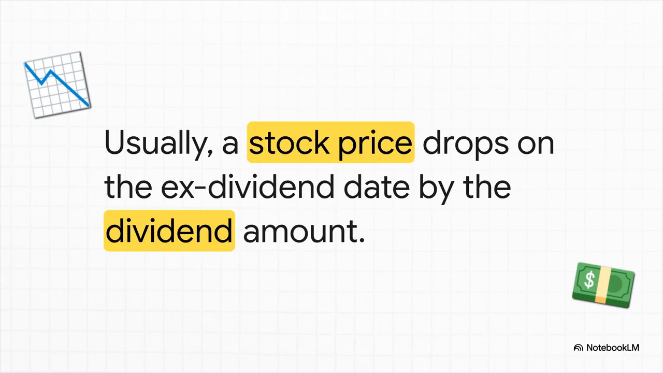Usually, the actual stock price will physically drop on the ex-dividend date, and it drops by the exact amount of the dividend. So if Tech Corp is paying a $1 dividend, you can generally expect their share price to drop by exactly $1 the second the opening bell rings on the ex-dividend date.